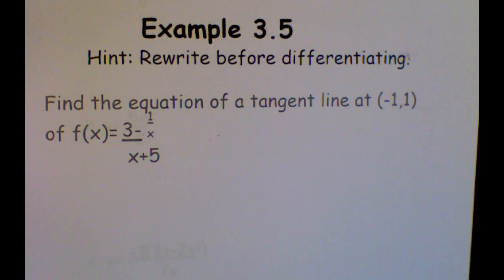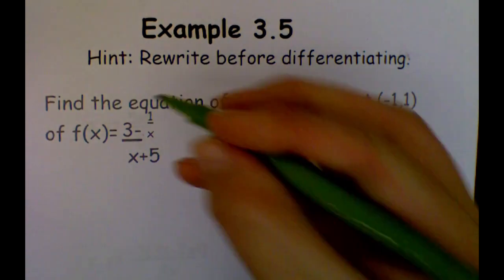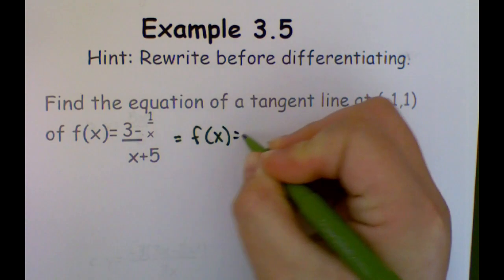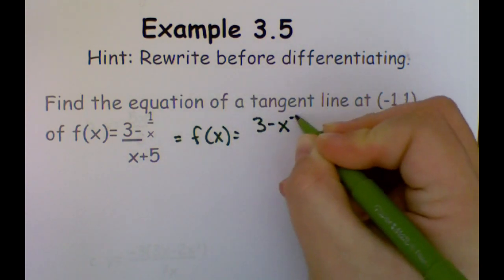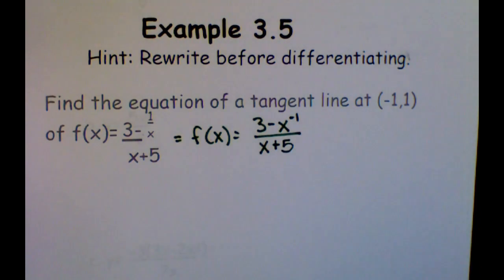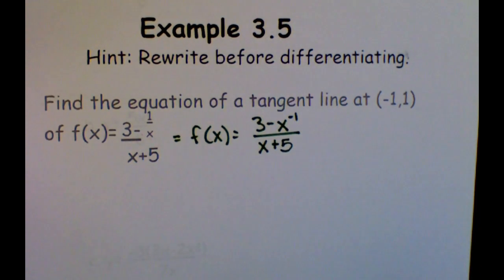Our next example, we are going to find the equation of a tangent line at negative 1, 1 of the function f of x equals 3 minus 1 over x plus 5. Now this is a wonky looking function because we have a fraction within a fraction. The hint is to rewrite it before differentiating. 1 over x is the same thing as saying 3 minus x to the negative first power. So that makes my life a lot easier for finding my derivative.